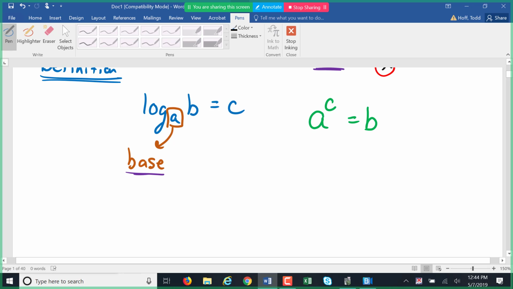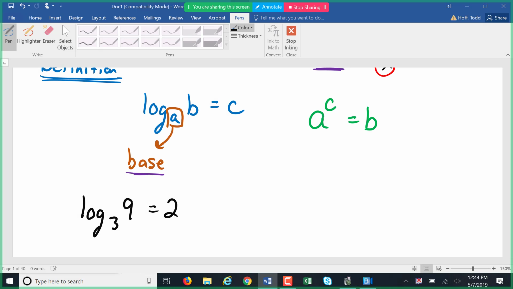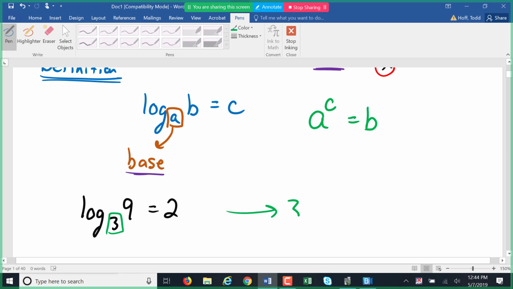So what does that mean? Well, log base 3 of 9 would equal 2. Why does that equal 2? Because the base of the log, which is 3, to the power of 2 equals 9.